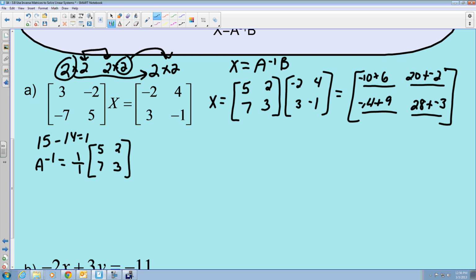So when I add these together, this matrix becomes -4, 18, -5, and 25. So let's see if that works. Let's go back to our calculator.